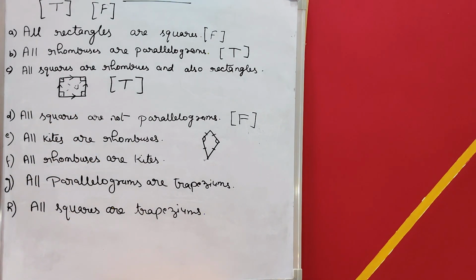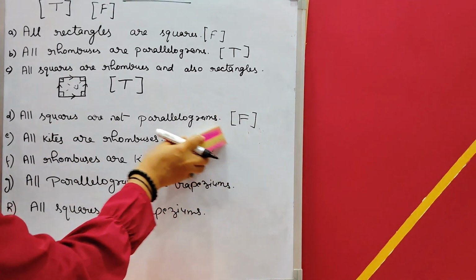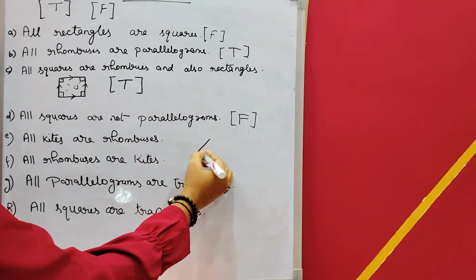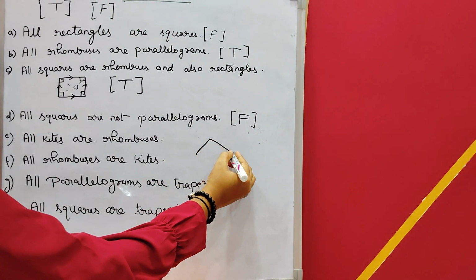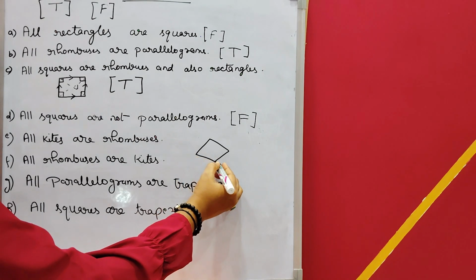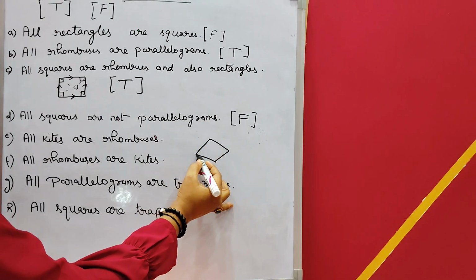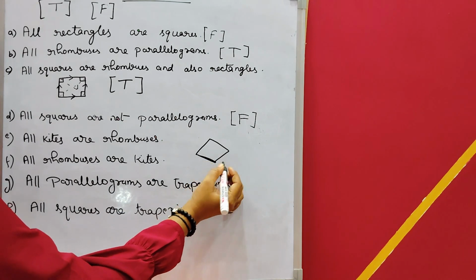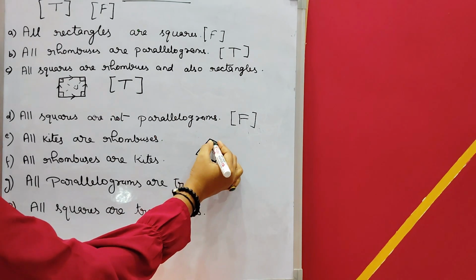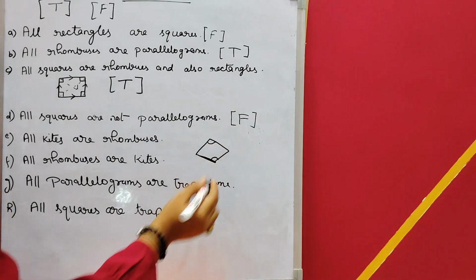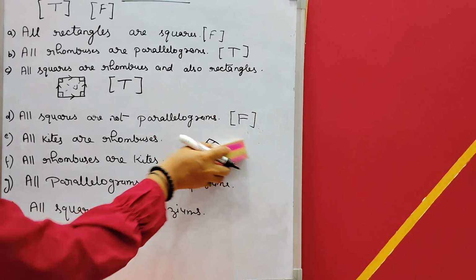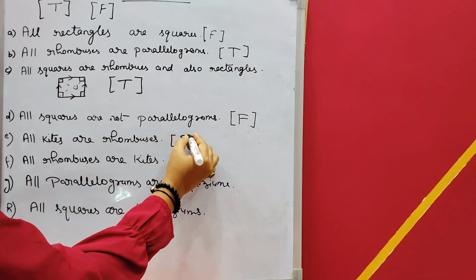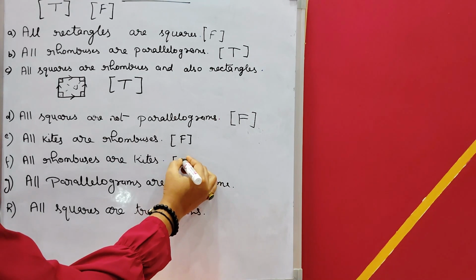But yes, definitely a rhombus could be a kite, because if I take a rhombus, it has all sides equal, so it could be a kite definitely. So all rhombuses are definitely kites, but all kites are not rhombuses. So this is a false statement, but this one is a true statement.